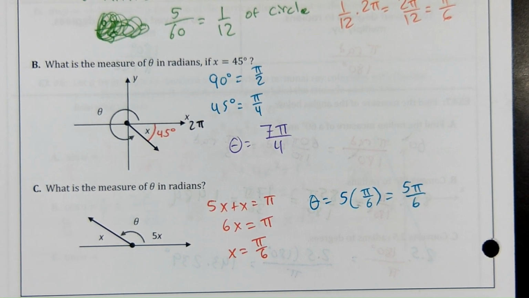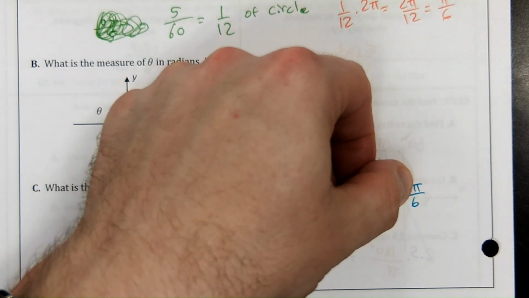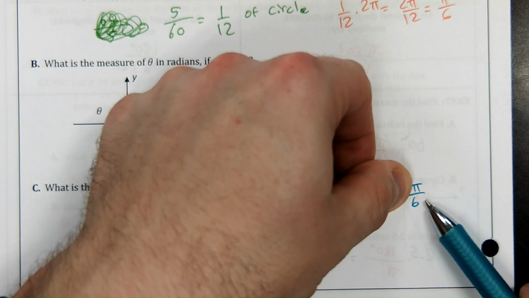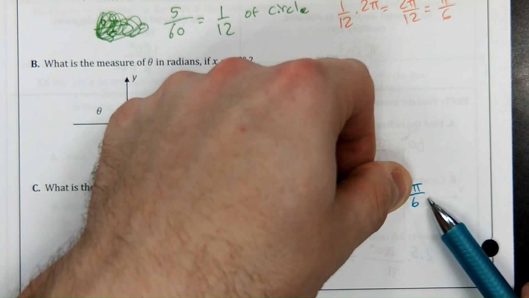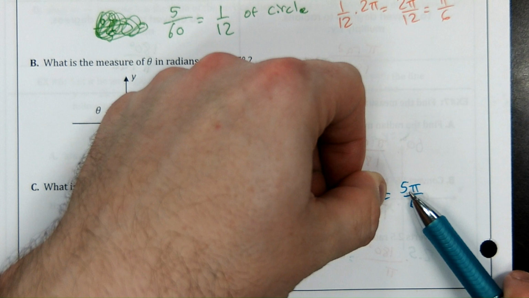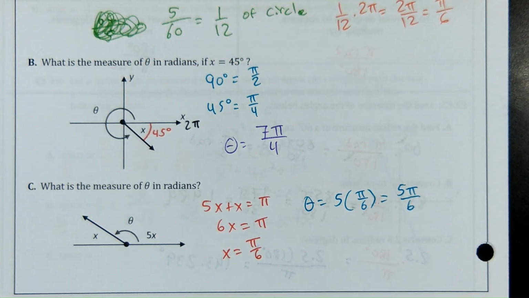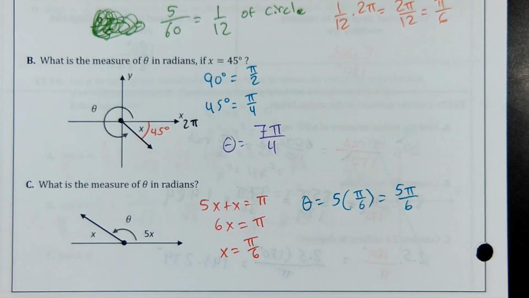And if you wanted to do it in degrees, you could. What's 180 degrees divided by 6? 30 degrees. And what's 30 degrees times 5? 150 degrees. That's 150 degrees. But we're going to do it in radians because that's what we're supposed to do.